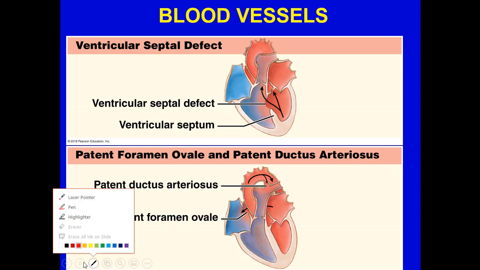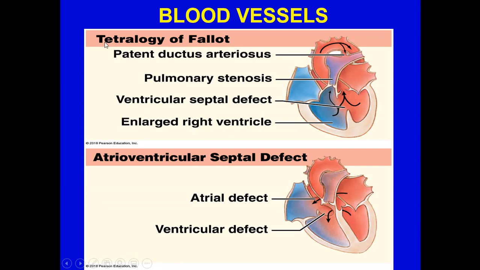Now, this is called tetralogy of Fallot. Now, tetralogy, tet means 4. So in this case, you have 4 developmental defects. The patent ductus arteriosus. You have a pulmonary stenosis. Now, the stenosis is a narrowing and hardening. So this valve is not opening as fully and completely as it should.